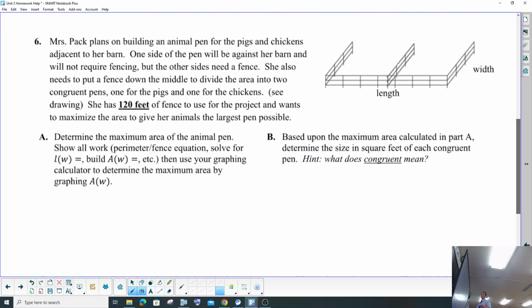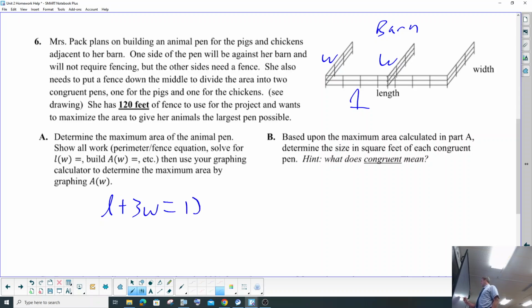Okay, here it is. Mrs. Pack plans on building an animal pen for pigs and chickens, right? So this is an even one, so I'm going to let you practice on your own. Just realize that there's only 3 widths and 1 length because the barn is covering that side, so she doesn't need that in her perimeter. And so that means you're going to just have 1 length plus 3 widths, equaling the 120 feet for fencing. So don't forget that. That'll make it easier to solve at least.